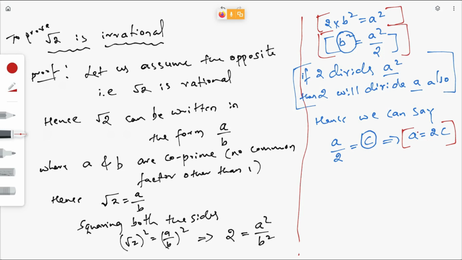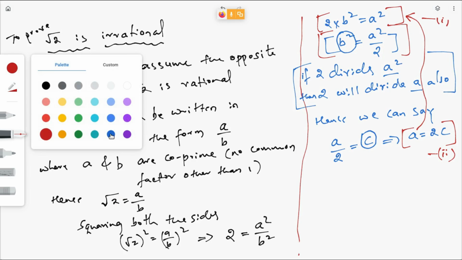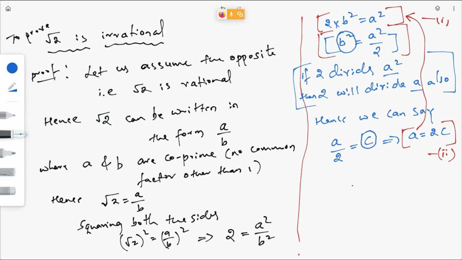So can I replace this a here? Substitute this a value in this equation. You can take this one as equation 1, and here this one is equation 2. So substitute this 2 in equation 1. What do we get? If I substitute this 2 in 1, I will get 2 into b square is equal to, what is a? A is 2c whole square. Yes or no?